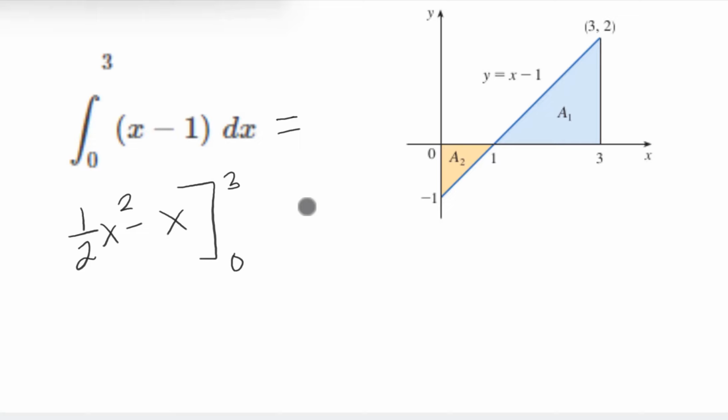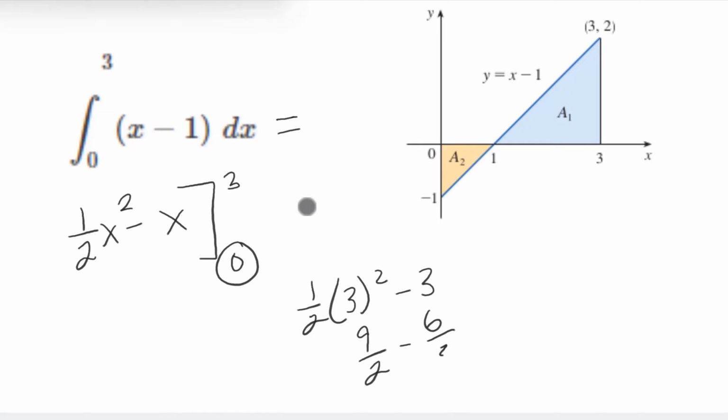All right, so the nice thing is a lot of times the 0, you don't really have to do much with it because a lot of times the things are just going to all cancel out anyway. So the 0 kind of is nice. That's going to be 0, so I don't have to worry about that part. I just have to plug in the 3. So I got 1/2 times 3 squared minus 3. So I got 9/2 minus 6/2, equals 3 halves.